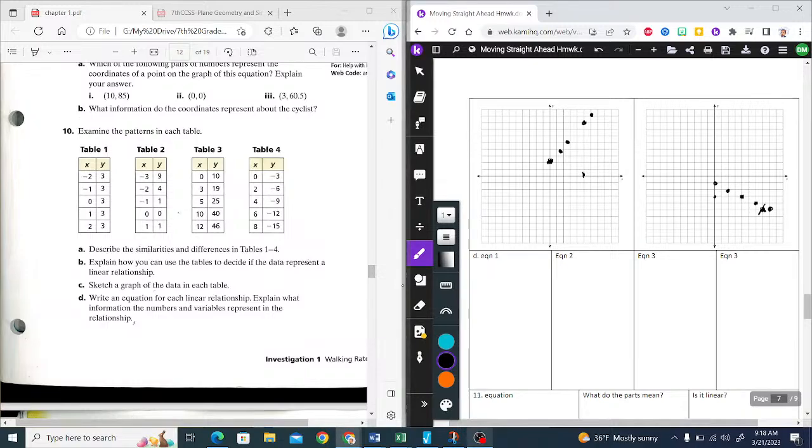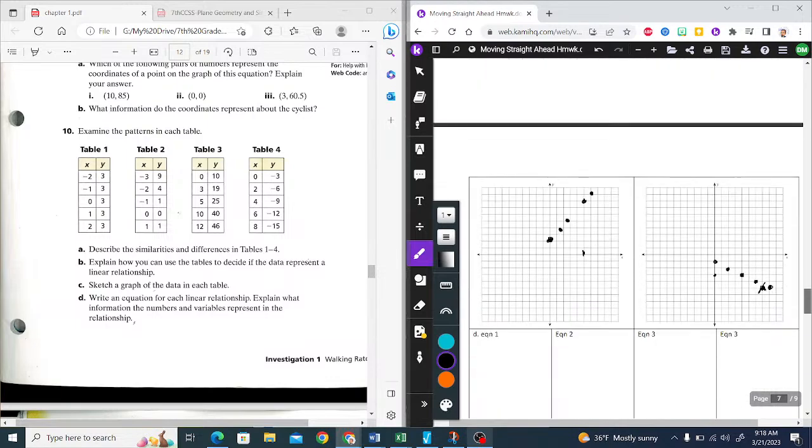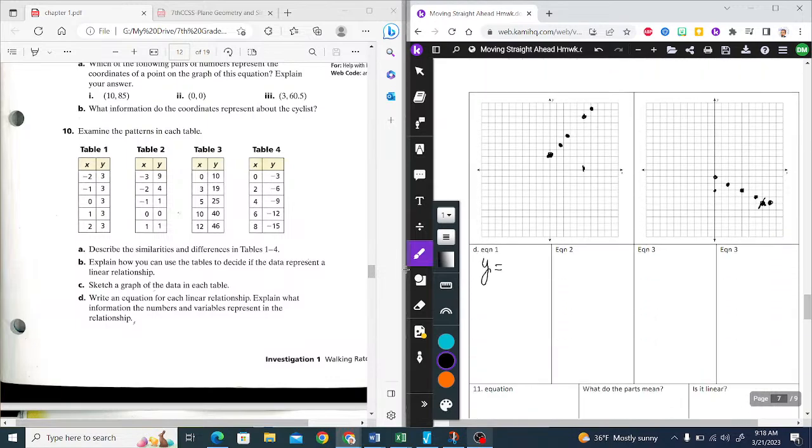So explain how you can use the tables to decide, so we can look at the constant rate of change. Sketch the graph in each table. Okay, we did that. Write an equation for each linear relationship. Well, if we look at this, the first one, that's just y equals 3. That's definitely linear. The second one is not linear.